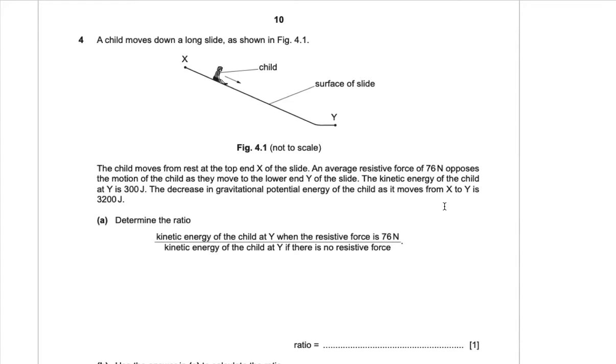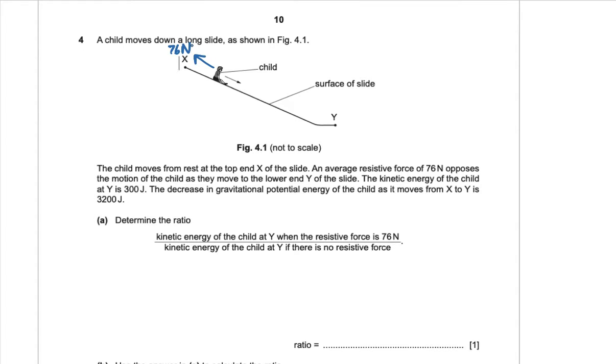Question number 4. A child moves down a long slide as shown in figure 4.1. The child moves from rest at the top end X of the slide. An average resistive force of 76 newtons opposes the motion of the child as they move to the lower end Y of the slide. So the average resistive force of 76 newtons acts upwards, because the child moves downwards towards point Y and the resistive force always acts against the direction of the motion. And this has a magnitude of 76 newtons.